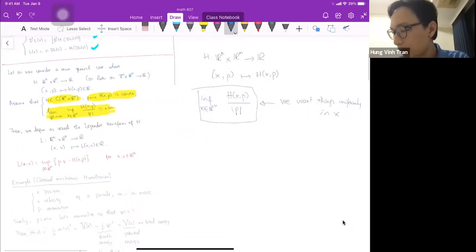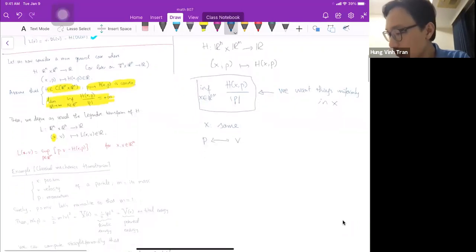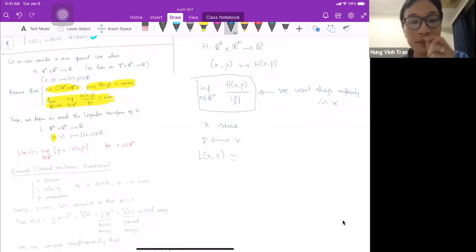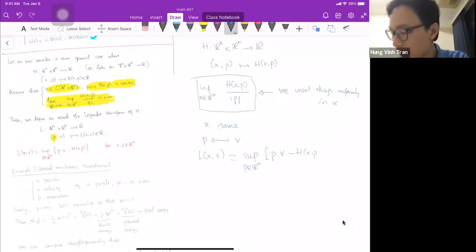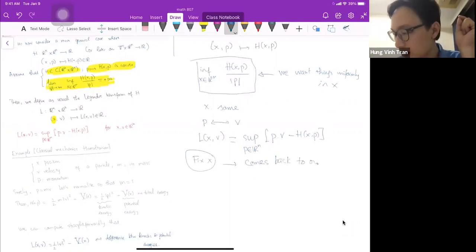Naturally, we don't do the Legendre transform in the X variable. The X variable just stays there. X is fixed, so you only do the Legendre transform for P changing to the V variable. So you would define L(x,v), you keep X the same, you just change the P variable to be the V variable. You just take exactly the supremum in P of P dot V minus H(x,p). So everything looks pretty much the same. When you fix X, it comes back to our first three lectures.